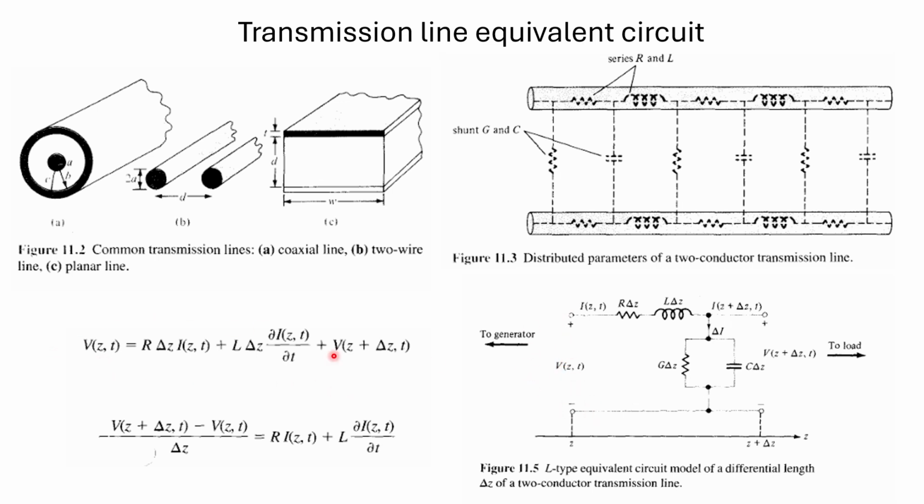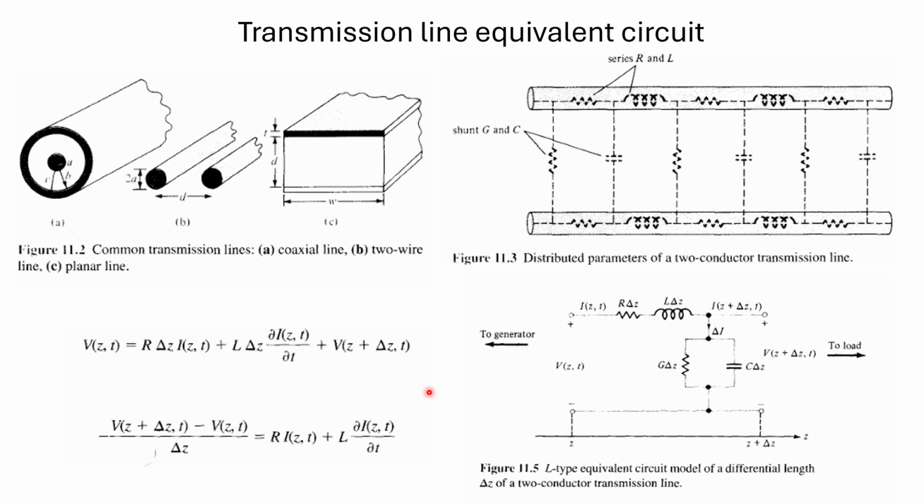So using the KVL, you can write this one voltage plus this one voltage is equal to the voltage drop across the resistance and inductance plus this one. Similarly, you can write the KCL.